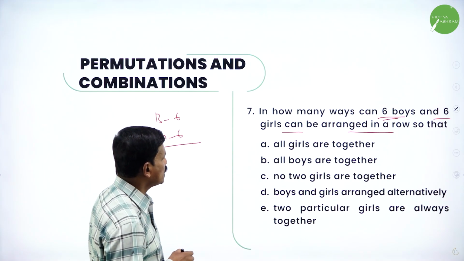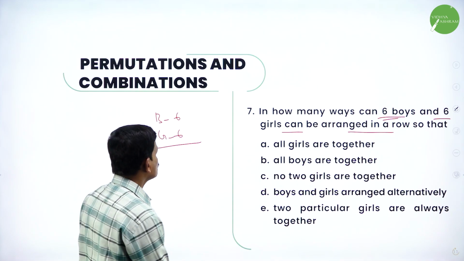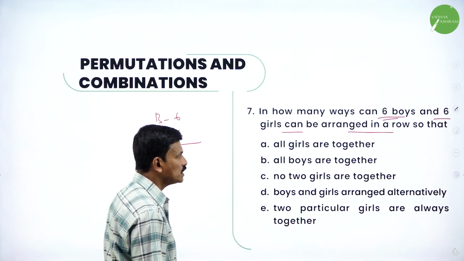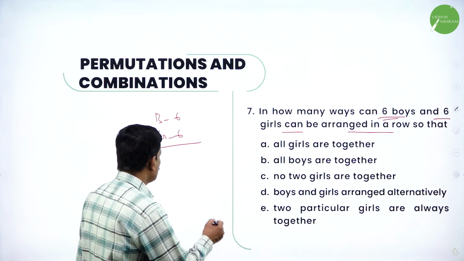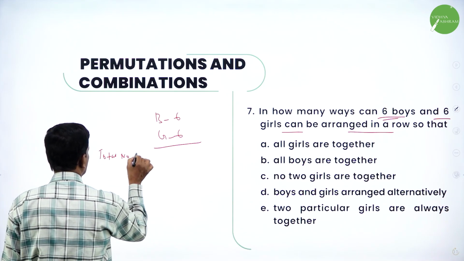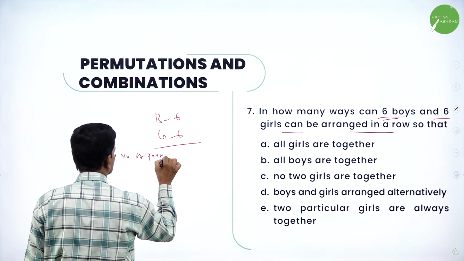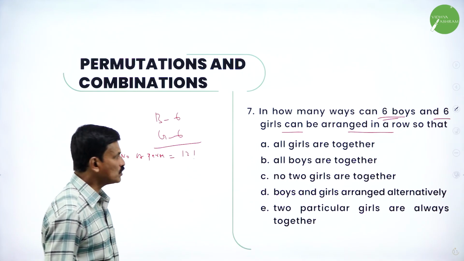Now, one by one, let us take all girls are together. Let us move on to the first one. Here the total permutation is 6 plus 6, 12 factorial, right? So the total number of permutations is equal to 12 factorial.